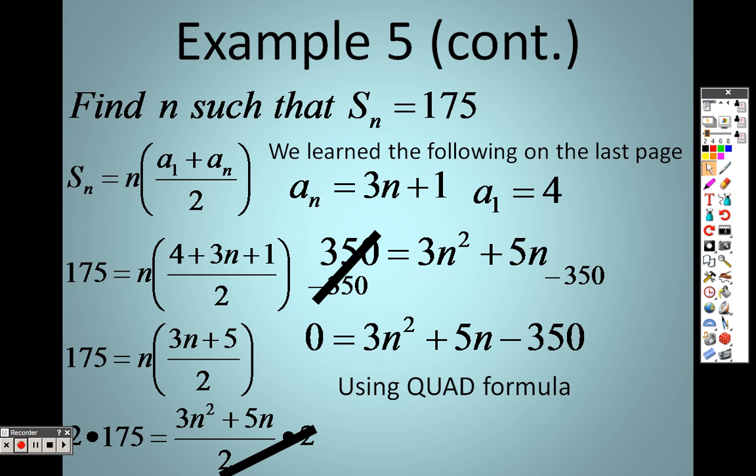I can use the quadratic formula in order to solve this problem. When I plug it into the quadratic formula, if you remember, that's negative b plus or minus the square root of b squared minus 4ac, divided by 2a. If I use that formula, here's what I get.